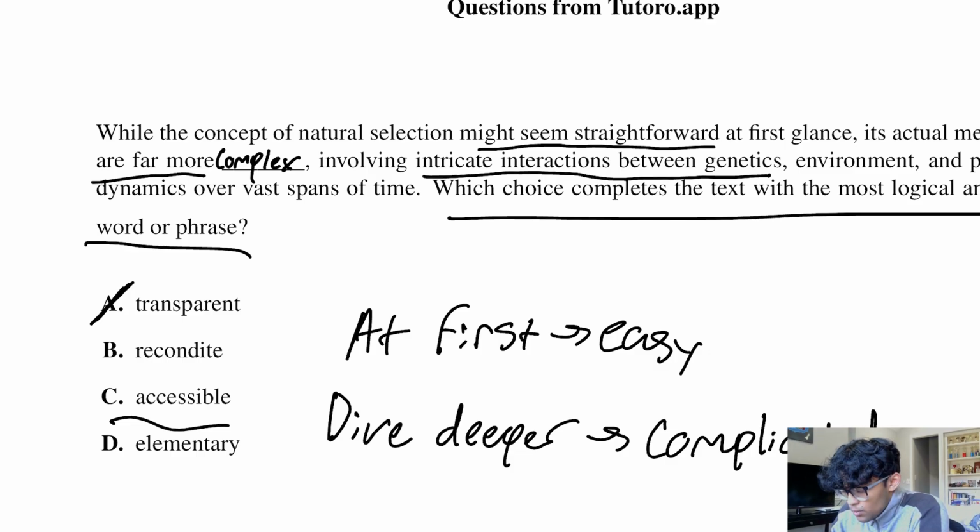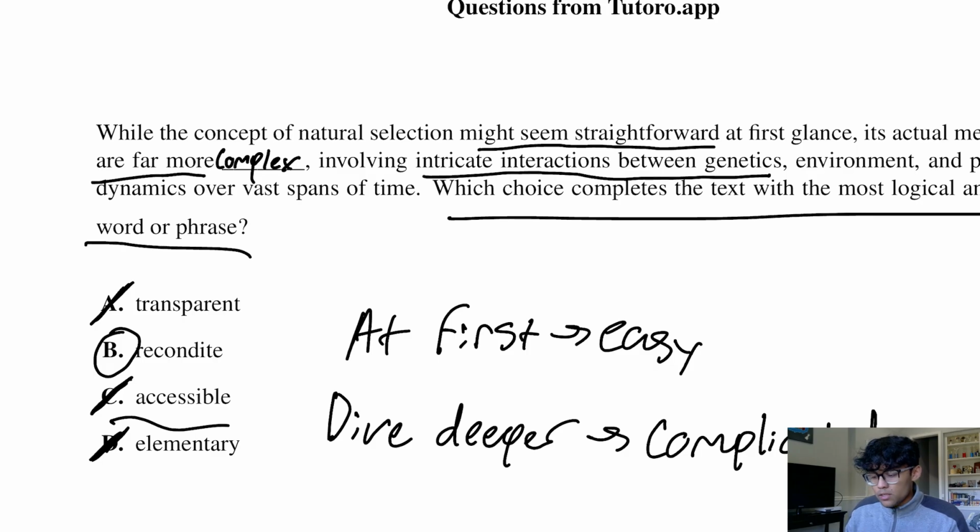Accessible is the opposite of what our word should be, so that's definitely incorrect. And same with elementary, it's complex, not elementary. So by process of elimination, the only word that we have left is recondite. So recondite, I bet if you search it up, it means something like complex or complicated, something like that.